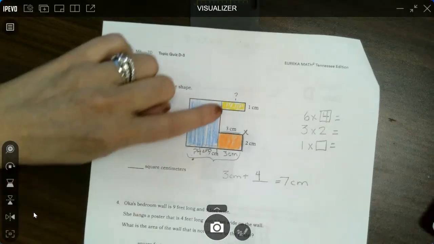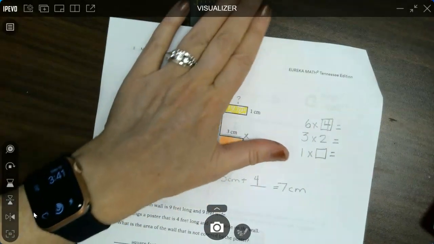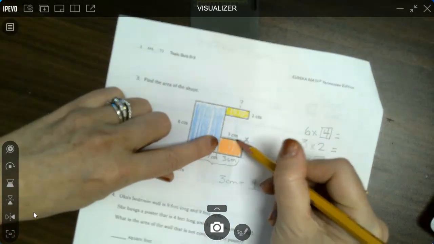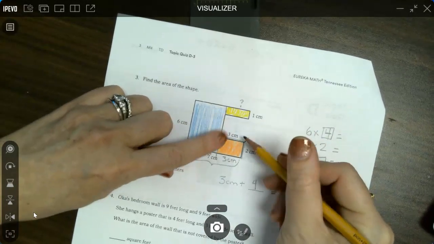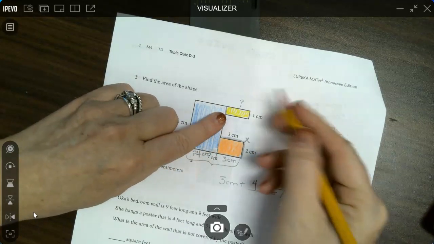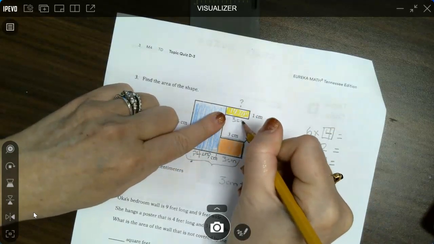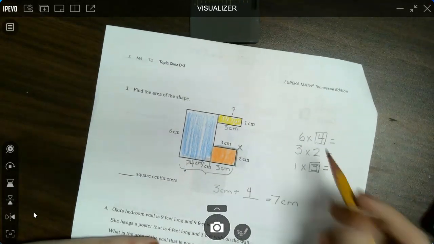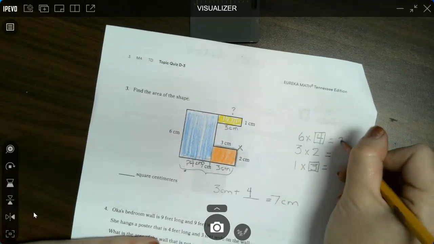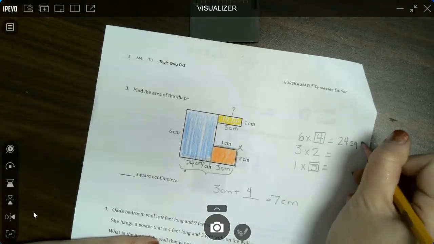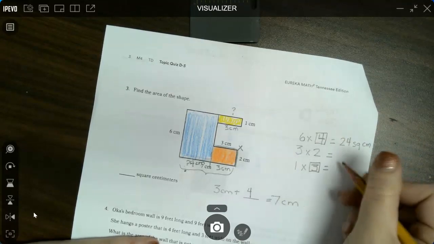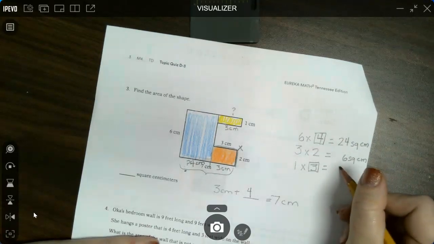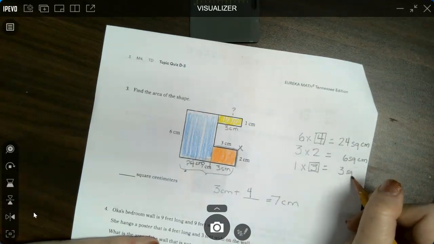Okay, looking up at my yellow rectangle. Down here, I had a side length that is the exact same as my yellow. If this one is 3 centimeters, then this one is also 3 centimeters. So I have a 1 by 3 centimeter. 6 times 4 would give me 24 square centimeters. 3 times 2 would give me 6 square centimeters. And 1 times 3 would give me 3 square centimeters.